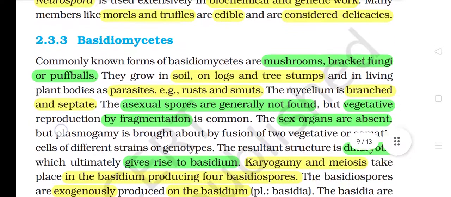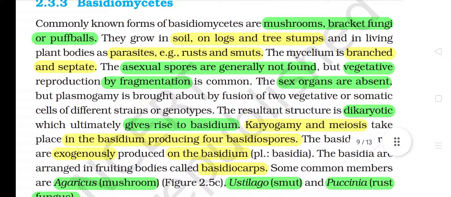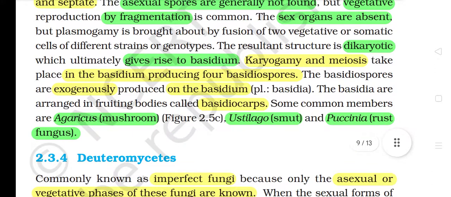2.3.3 Basidiomycetes. Commonly known forms of Basidiomycetes are mushrooms, bracket fungi, or puffballs. They grow in soil, on logs and tree stumps, and in living plant bodies as parasites, example rusts and smuts. The mycelium is branched and septate. The asexual spores are generally not found, but vegetative reproduction by fragmentation is common. The sex organs are absent, but plasmogamy is brought about by fusion of two vegetative or somatic cells of different strains or genotypes. The resultant structure is dikaryotic, which ultimately gives rise to basidium.